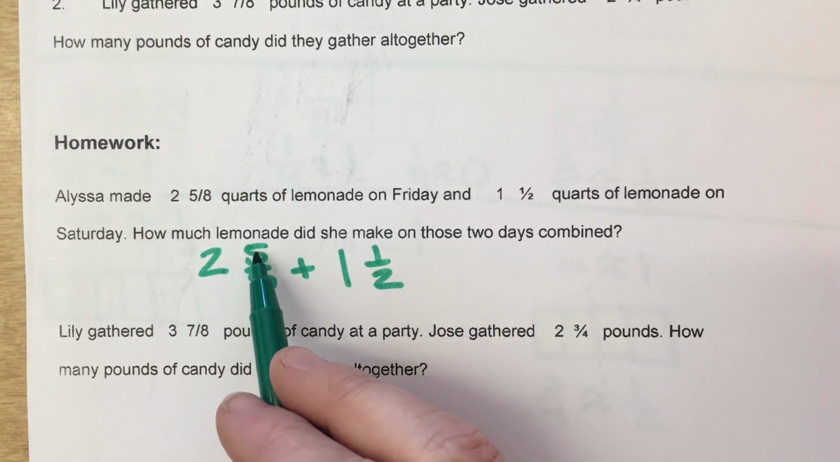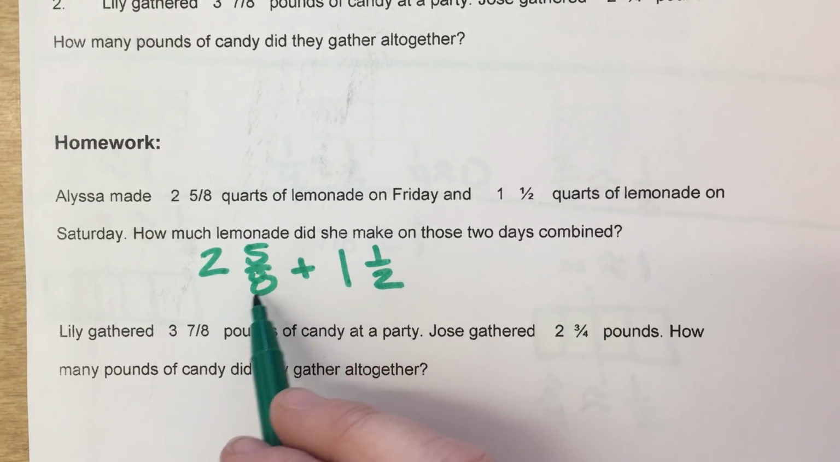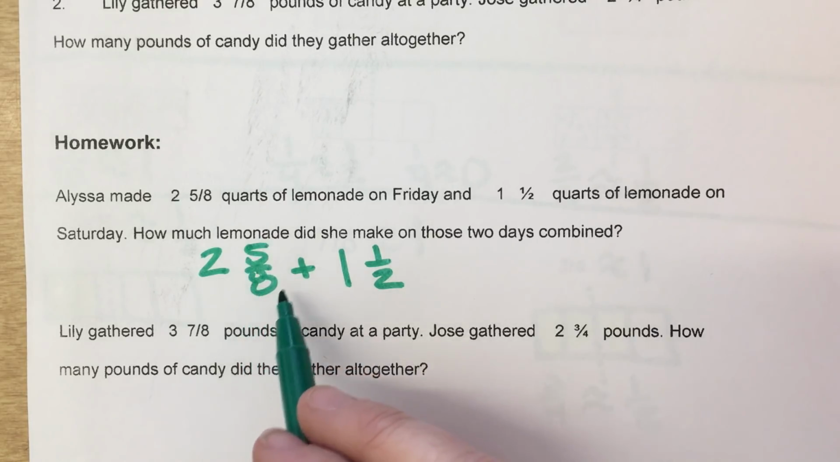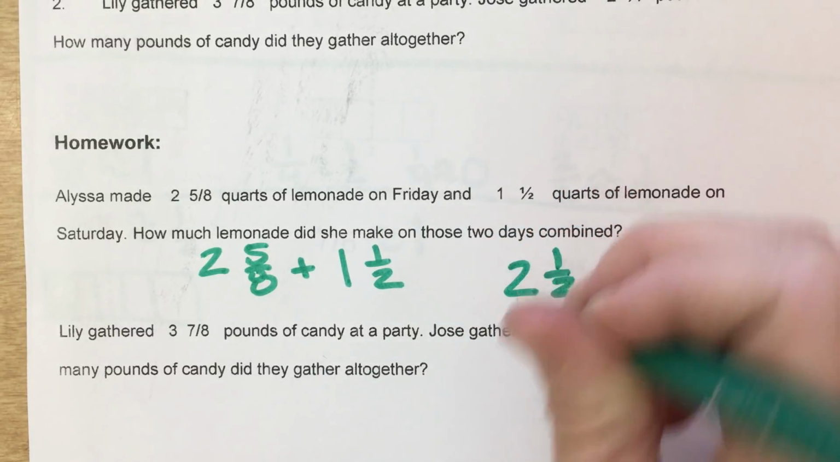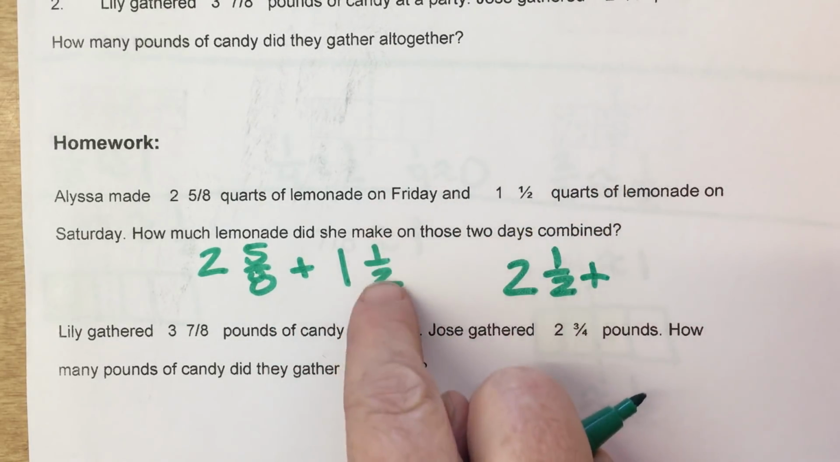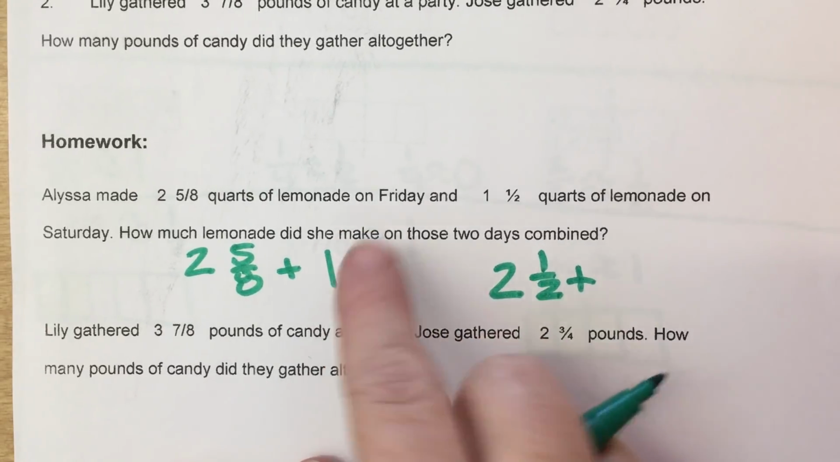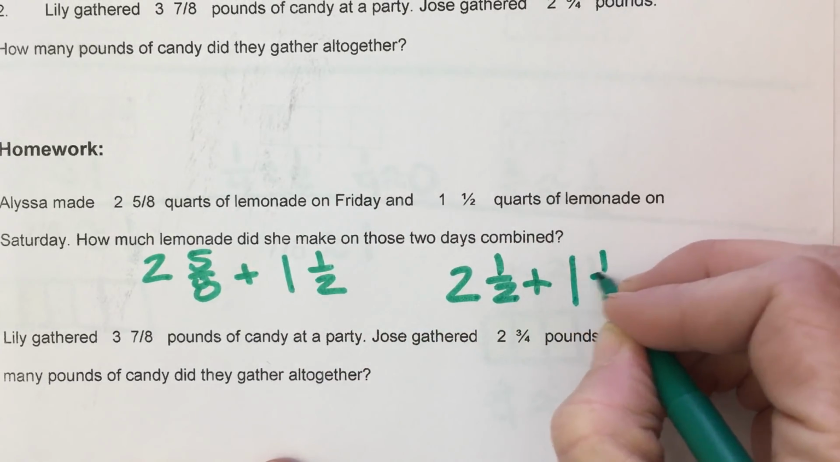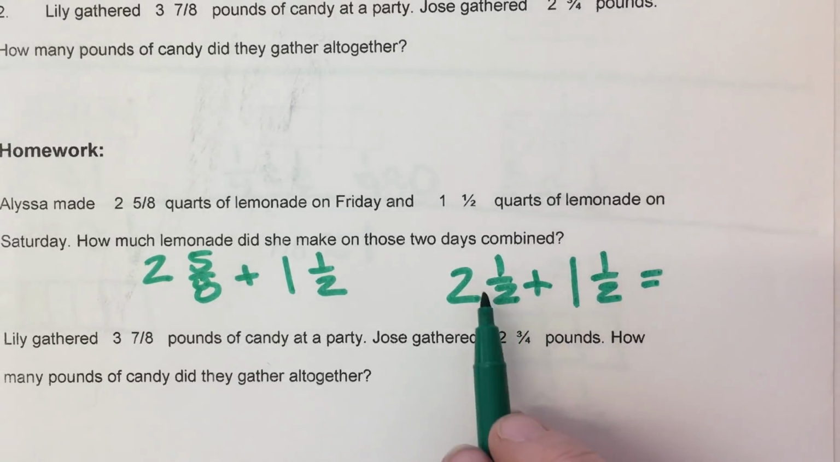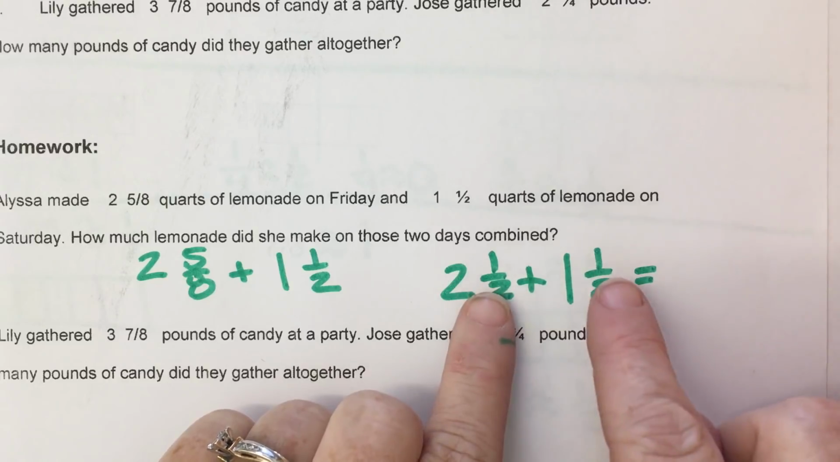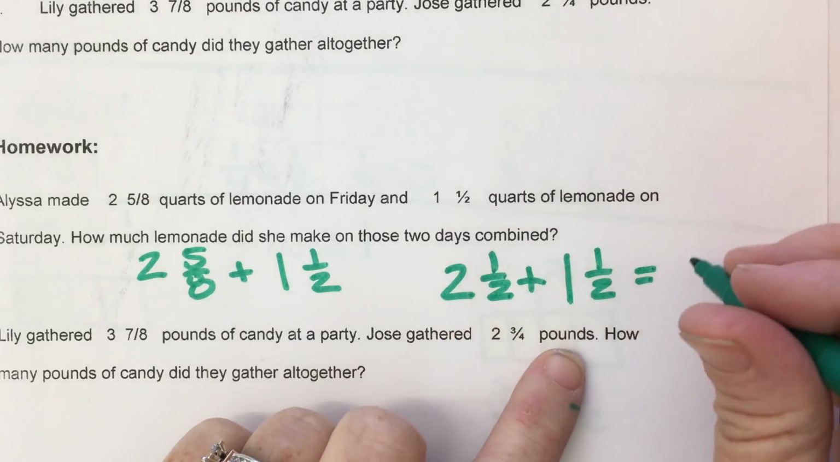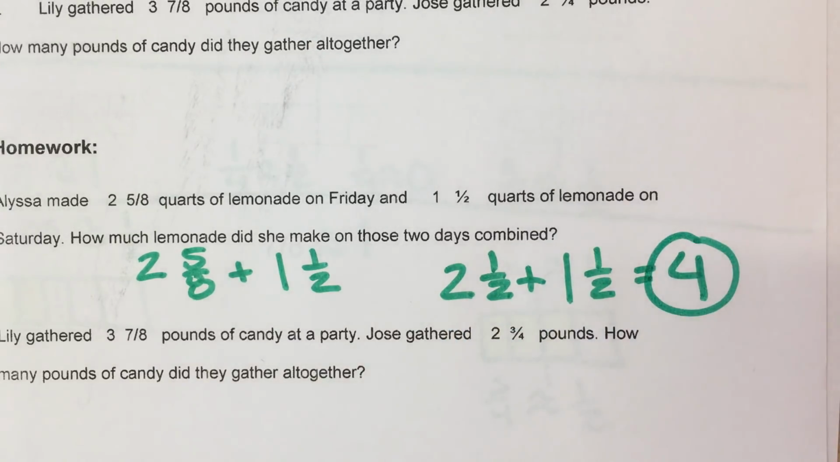Okay, so 5 is a little bit more than half of 8 because half of 8 is 4. So I would say 5/8 is about a half. So I'm going to say that's about 2 1/2 plus, I wouldn't change the 1 1/2 because half is already an easy one. So plus 1 1/2. So we have 2 1/2 plus 1 1/2. Well, the halves, half plus half is 1, so I'm saying that is 4.